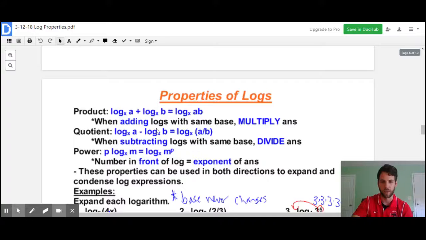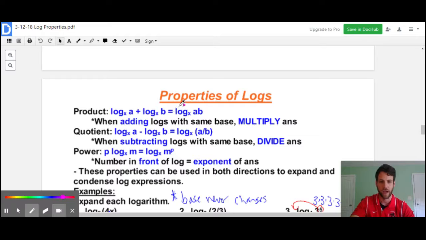So if you remember these three properties, we had the product property, where if you add two logarithms with the same base, you can combine them to multiplication. And you can see that the A and the B here are in parentheses. And the second one was the quotient rule, where if you subtract two logarithms with the same base, you can combine them into one where you're dividing.